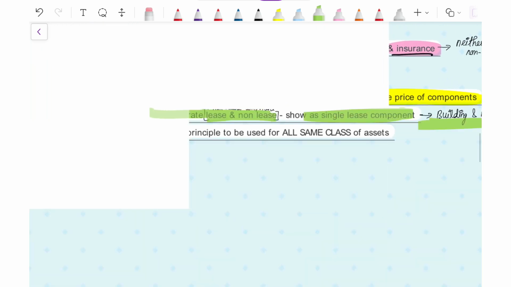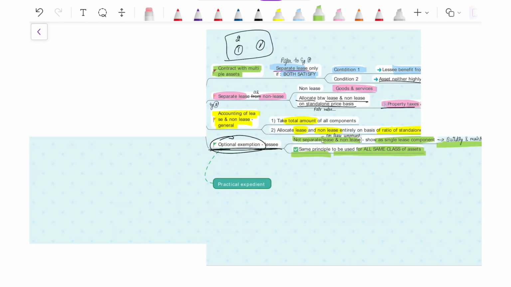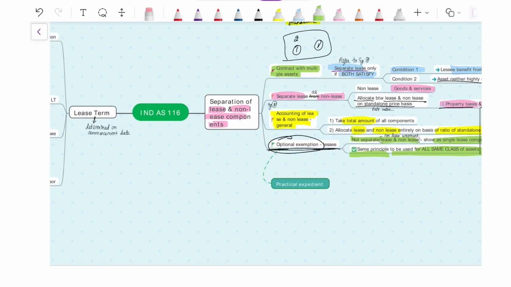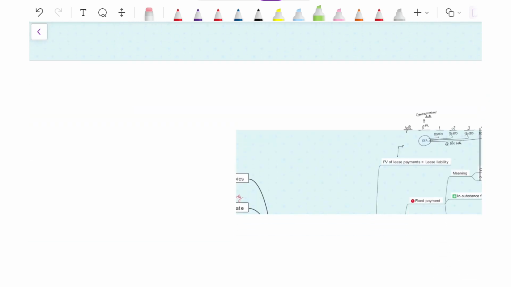Okay, so if it is doing so, then it can accordingly record it, and the same principle should be used to record all the same class of assets. That means all the buildings and all the maintenance services should be shown like this only. Yes, so this is at the option of the lessee. You usually have to bifurcate it, but it is at the option of the lessee. If it does not want to bifurcate, it need not bifurcate. Okay, yes, I hope you understood that also.